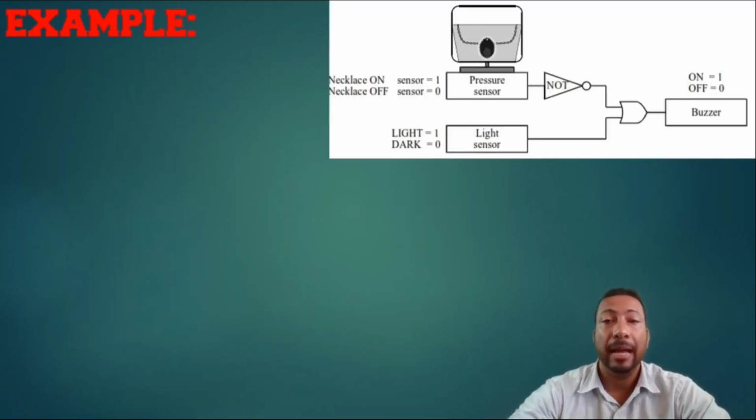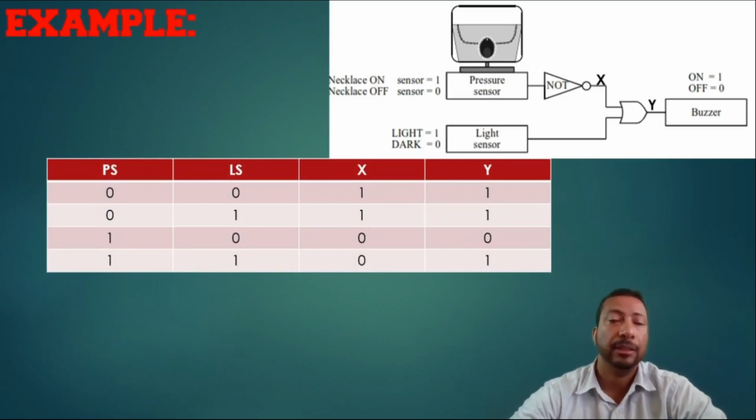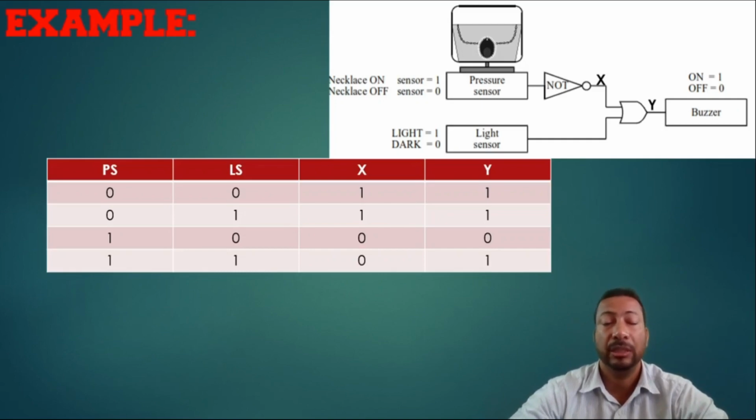So we should begin by labeling our outputs. So after the NOT logic gate, I'll label that X, and after the OR gate, I'll label that Y. We have two inputs. Therefore, we will have 4 rows of zeros and ones. I will label the pressure sensor PS and the light sensor LS. So the X output is gotten by having the pressure sensor pass through a NOT gate. Since the pressure sensor has values 0011, then X will be 1100.